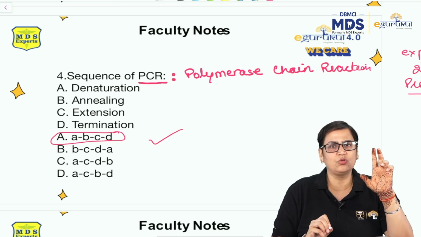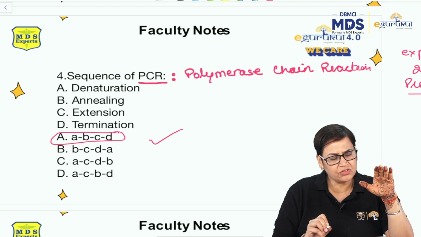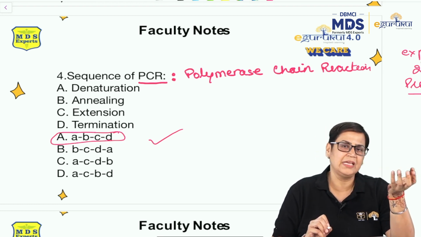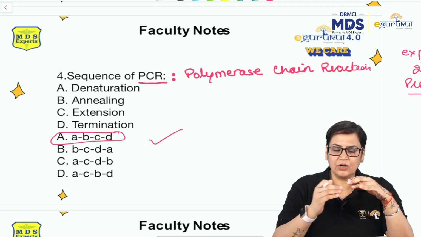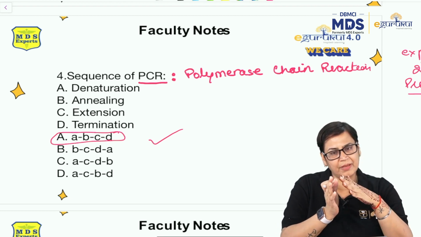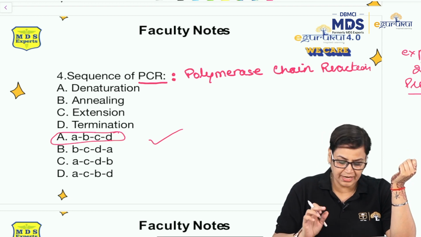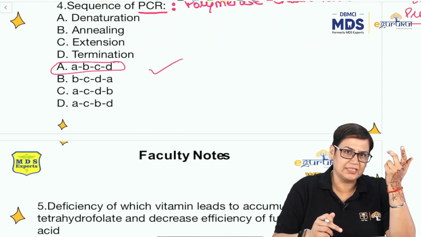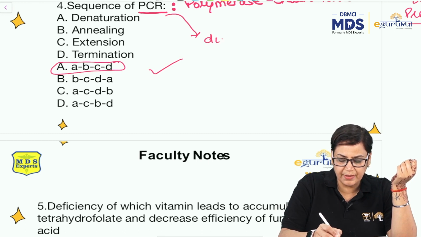First of all, the two strands are denatured, the hydrogen bonds are broken. Then we slowly cool down the temperature by adding the primers. Primers are designed already. Once it undergoes hybridization, there is complementary base pairing, and in the end it is terminated. Right? So this is the sequence of PCR. And what is the significance of PCR? PCR is carried out to check disputed parentage. These are the applications.